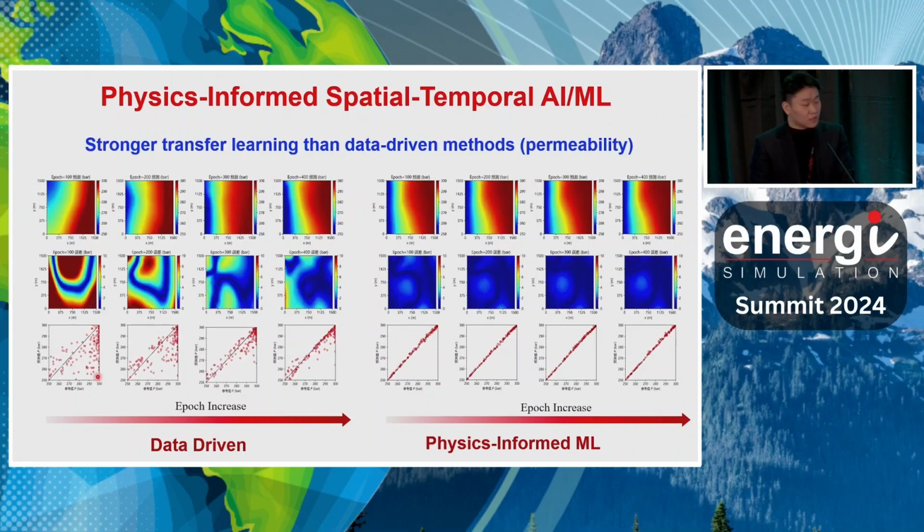And the third one is our physics-informed model has a stronger transfer learning. So take the permeability prediction as an example: as the approach changes, the performance of the data-driven model is getting worse. But our physics-informed model has a stable and high accuracy in the predictions when the approaches are different.